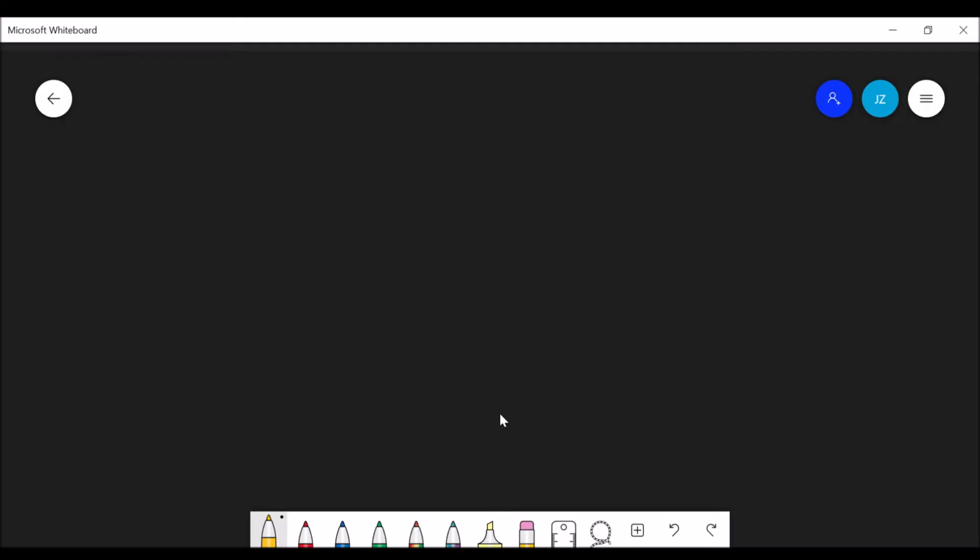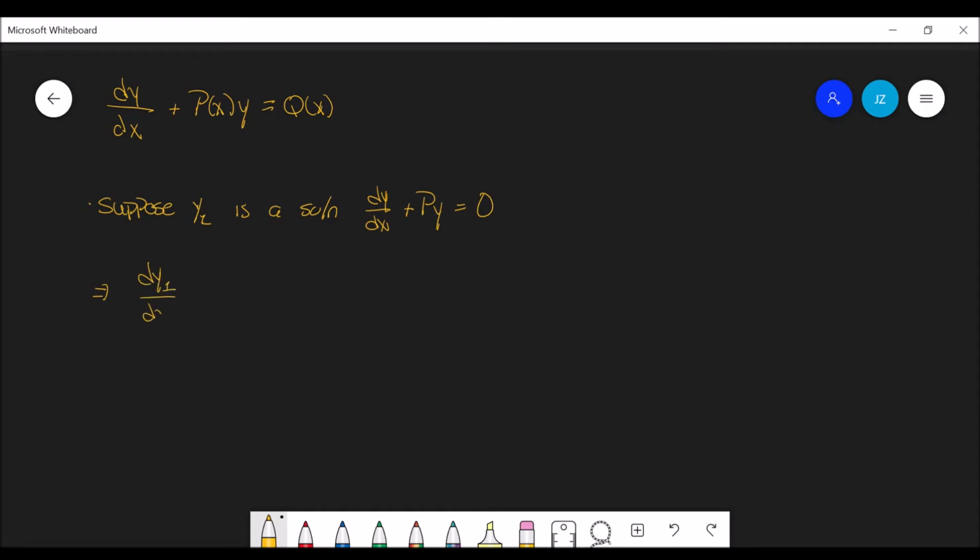Let's look at the first order linear differential equation dy/dx plus p of x times y is equal to q of x. Furthermore, let's suppose that y1 is a solution to the homogeneous differential equation. This, of course, means that dy1/dx plus p y1 has to be 0.